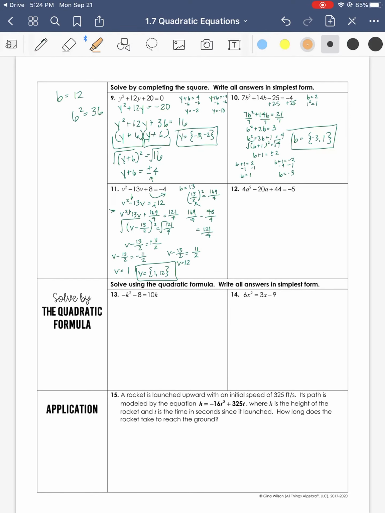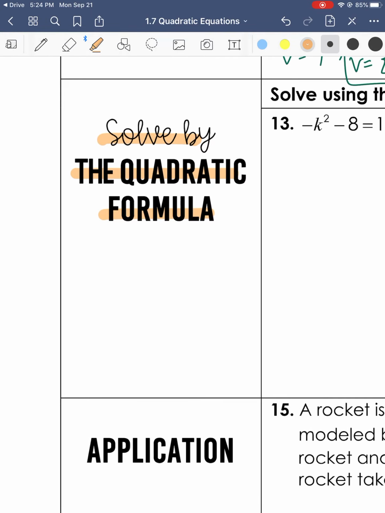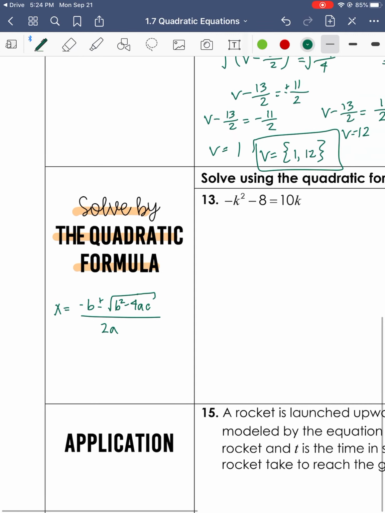Okay, so the last one here is going to be solve by the quadratic formula. What is the quadratic formula, you ask? Well, it is x is equal to the opposite of b plus or minus the square root of b squared minus 4 times a times c, divided by 2a. Remember, a, b, and c are the coefficients of the quadratic in standard form. So you're going to want to write it in standard form so you know what a, b, and c are.